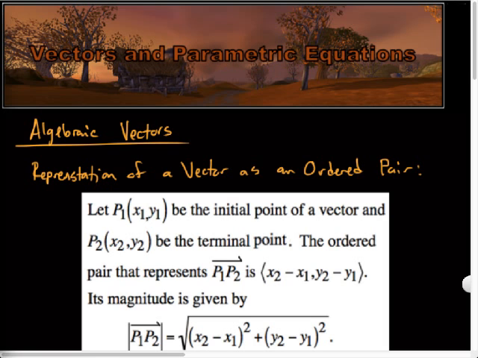Greetings and welcome, friends. Today we're going to take a different look at vectors, the same concept, just with a different approach. Instead of geometrically speaking, we're going to algebraically analyze them.